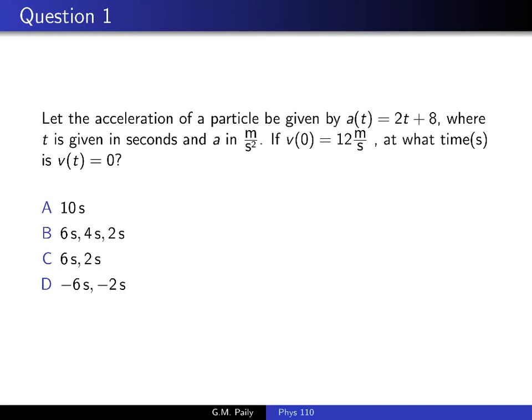There is no answer slide following this, but pause the video and take a moment and try and solve this by yourself. I will tell you what the answer is, but without showing the steps. If you have questions, feel free to come and ask. The answer is D, -6 and -2 seconds.